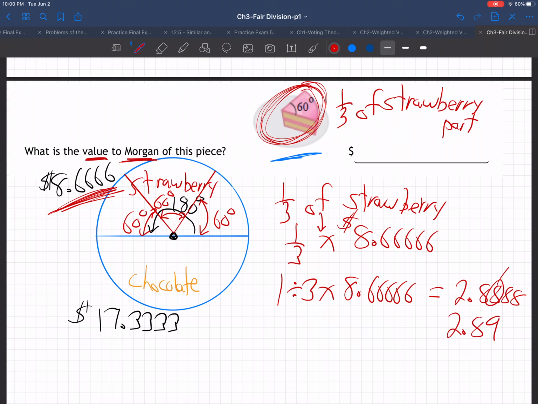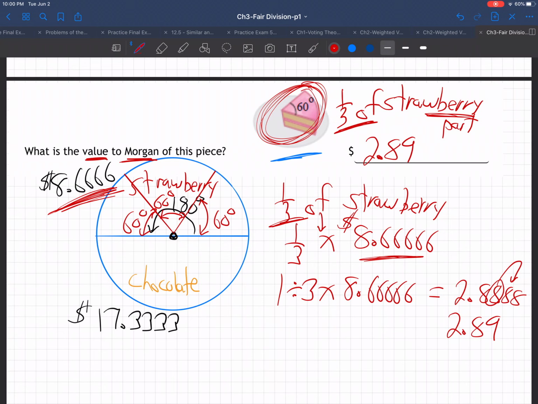So we round that to 2.89, right? You circle the second place, look one to the right, 5 or more, you go up. So this piece of cake is going to be worth $2.89 to Morgan. We found that because it's 1/3 of the strawberry part. 60 degrees is 1/3 of 180, so we took 1/3 of the value of the strawberry part.